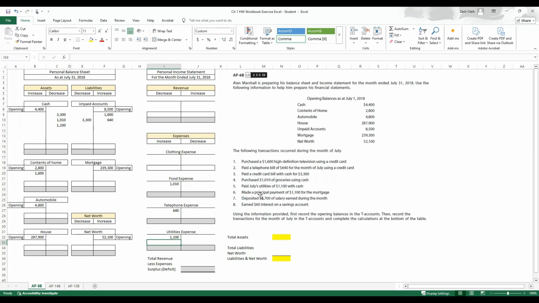That was number 5. Okay, number 6, we made a principal payment of $1,100 for the mortgage. So here's a little terminology that we need to learn. When it comes to loans, and in this instance, a mortgage, which is a loan that you incur when you're purchasing real estate, basically property, a house, for example.